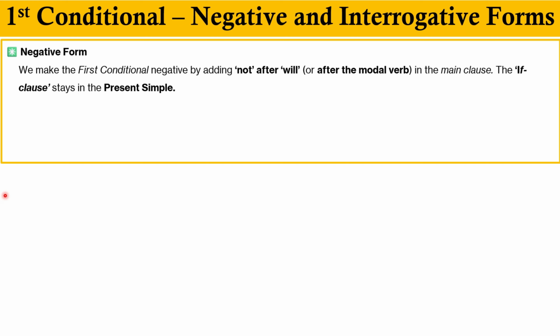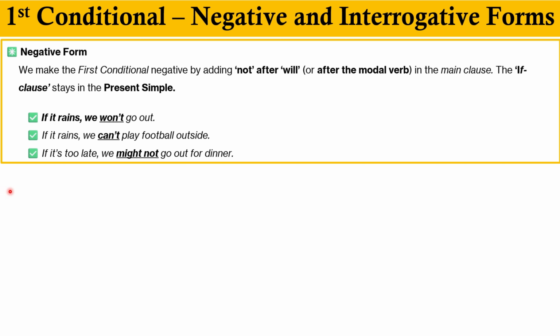For example, if it rains, we won't go out. If it rains, we can't play football outside. If it's too late, we might not go out for dinner. So remember, the negative is made in the main clause, not in the if clause. Now let's see how to form questions.